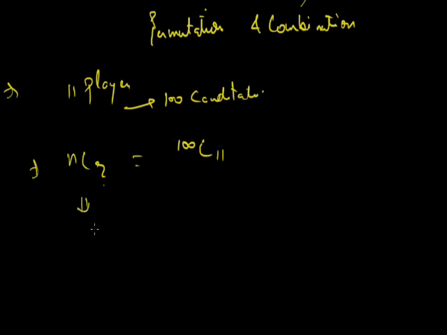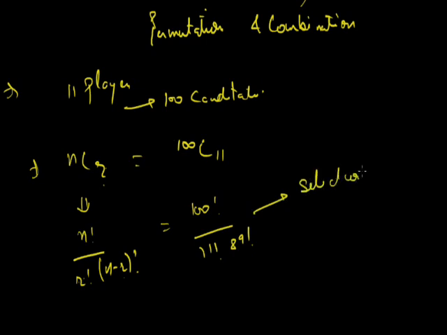Now here nCr means n factorial upon r factorial into n minus r factorial. This is called the selection. Here it becomes 100 factorial upon 11 factorial and 89 factorial. This is the way we can select 11 candidates from the 100.